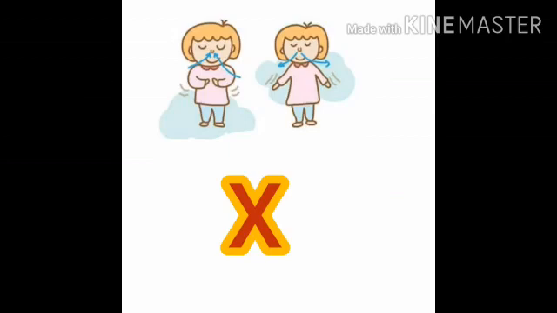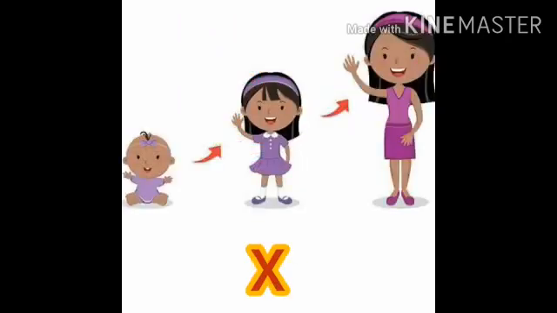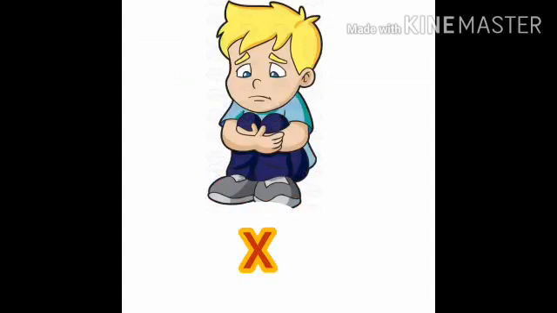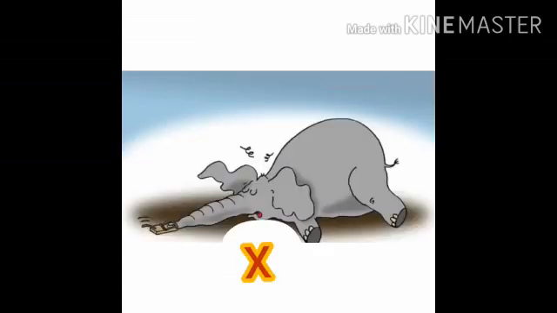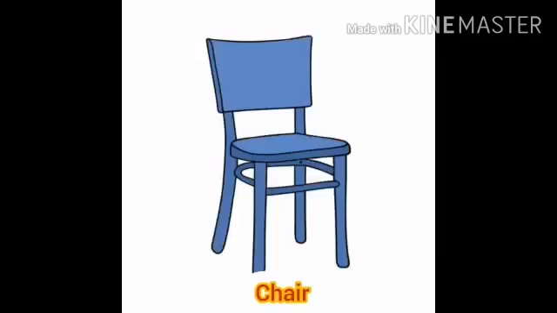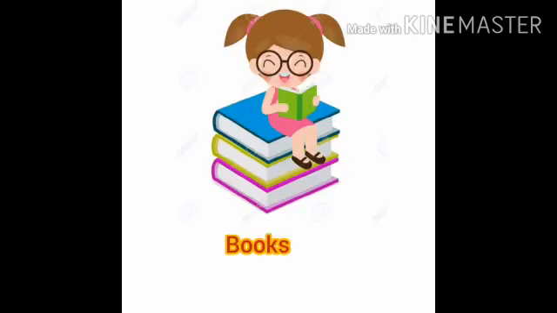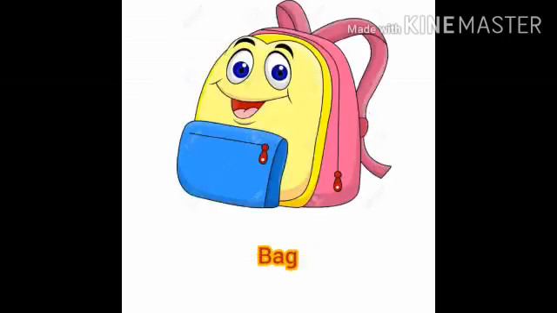Things that can't breathe, can't eat, can't grow, can't move, can't feel, can't produce the young ones, and do not die are called non-living things. For example, chair, ball, books, television, bag, etc.